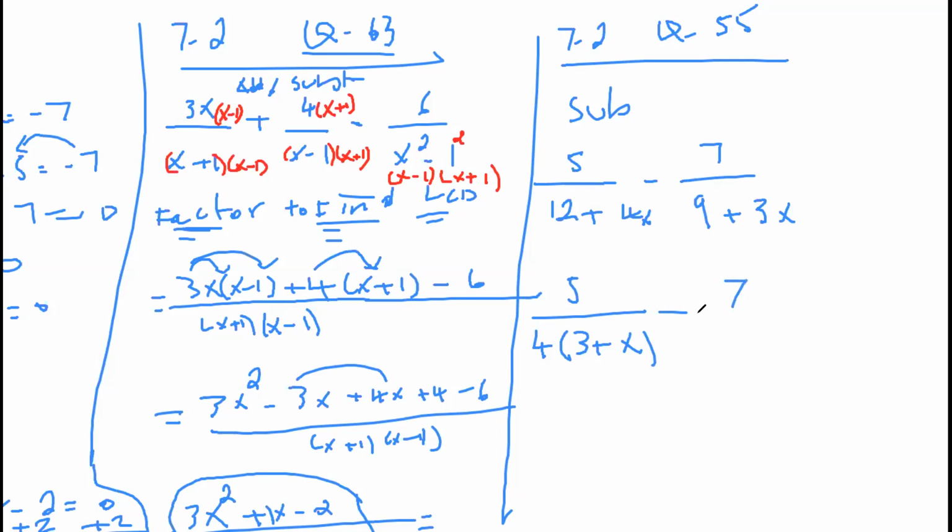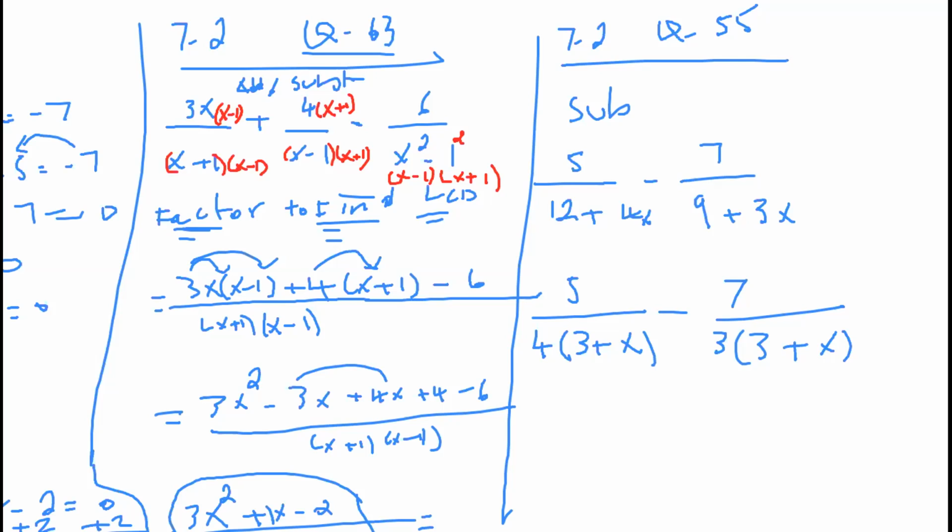Then you do the same thing to the other denominator. We want to factor this. So what's the common factor between these two? 3. So we're going to write 3, open the parentheses, and 9 divided by 3 would be 3 plus 3x divided by 3 would be x.